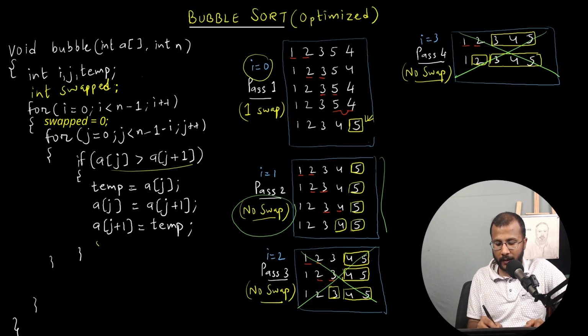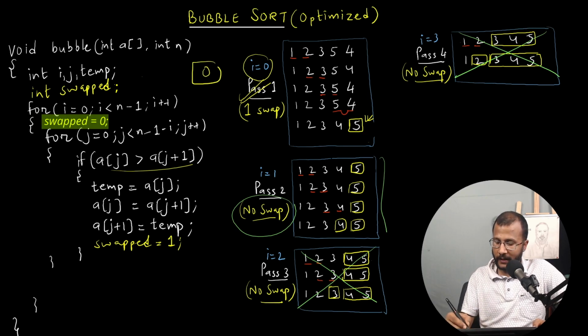Here I'll change the value of swapped to 1. So whenever swapped is 1, I'm considering that swapping was done. Whenever swapped is 0, I'm assuming that no swapping was done. So in pass 1, swapped is 1, so swapping was done, it's okay. Now it will go into pass 2. When it gets into pass 2, it will encounter this statement, swapped equals 0. So swapped will be made 0 as of now.